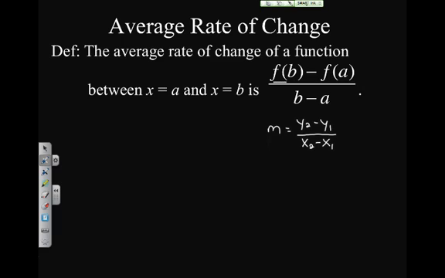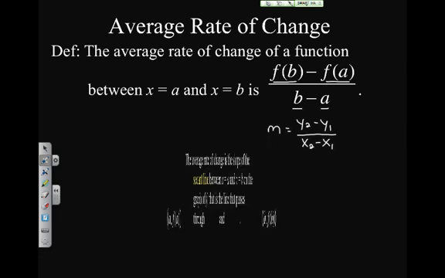F of b is simply a y value, f of a is a y value, b is an x value, and a is an x value. So this is really just the slope formula, and this is something you're going to have to know. So as I'm thinking about it, I would just view this as the slope formula and deal with it that way.